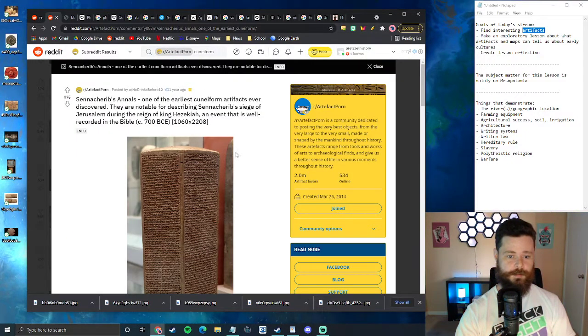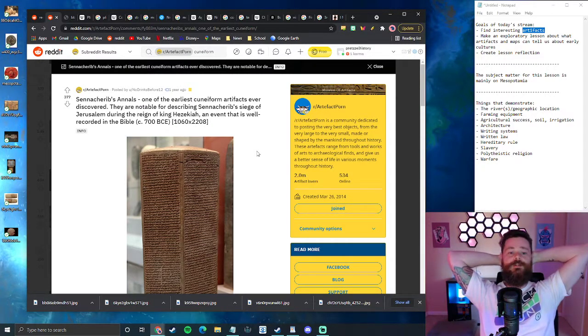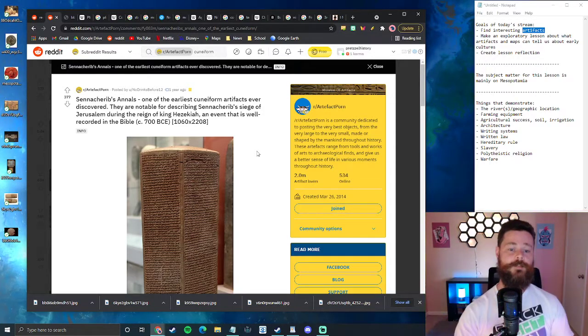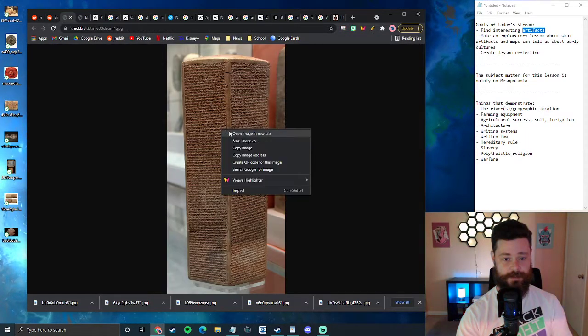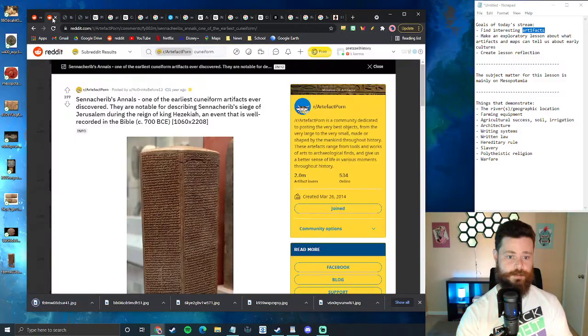Oh, here's another good one. Okay, so more cuneiform, but Sennacherib's Annals, one of the earliest cuneiform artifacts ever discovered. They are notable for describing Sennacherib's siege of Jerusalem during the reign of King Hezekiah, an event that is well recorded in the Bible. So this can actually tell us a lot. I think that's going to be something really good to include here.